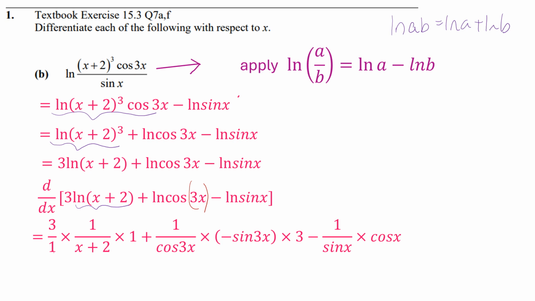Then we just simplify further. Right, so how do I get tangent 3x here? Because sine 3x over cos 3x will give you tangent 3x. And cos x over sine x will give you cotangent x. Okay.